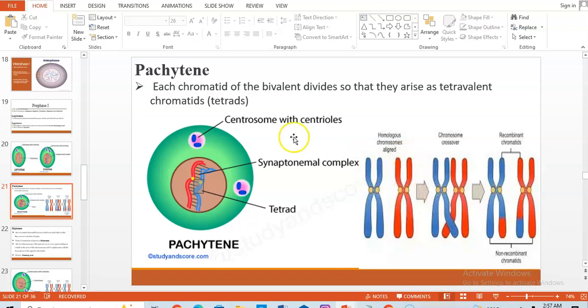Alright, that's what happens at pachytene. That's the only thing that happens at pachytene. And so in total, you can call these whole chromosomes here tetrads. They are called tetrads in total.